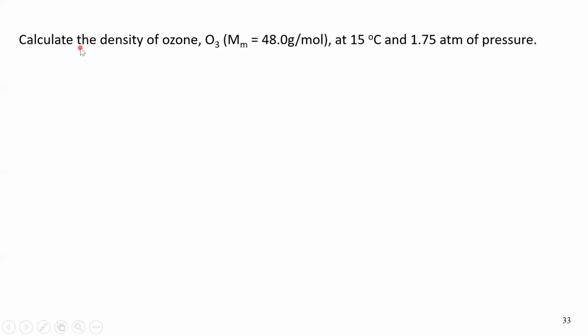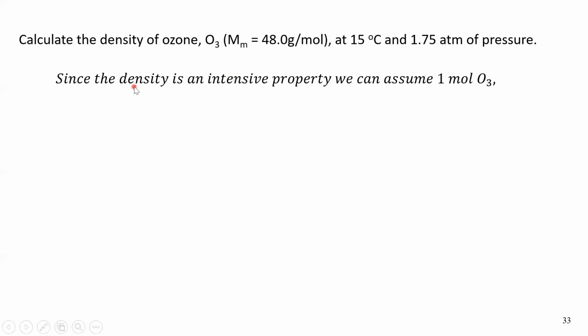All right, so here's another question. Calculate the density of ozone. It gives us the molar mass is 48.0 grams per mole, and we're at 15 degrees Celsius and 1.75 atm of pressure. All right, well, we know what density is. Density is an intensive property. That means it doesn't matter how much of it we have. So let's assume that we have 1 mole of ozone.